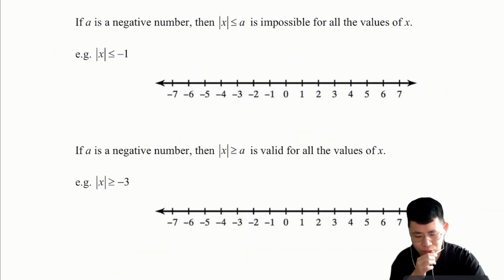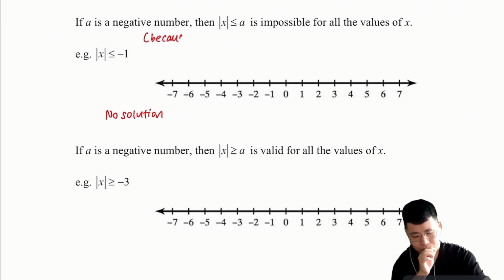Now for the last two cases over here, if a is a negative number, then modulus x less than a is impossible for all the values of x. Now let's take a look at this. Modulus of x less than or equal to negative 1. Is there a number, after putting through the modulus sign, that will give you less than negative 1? The answer is no. No solution. The reason why there is no solution is because modulus x cannot be a negative number.